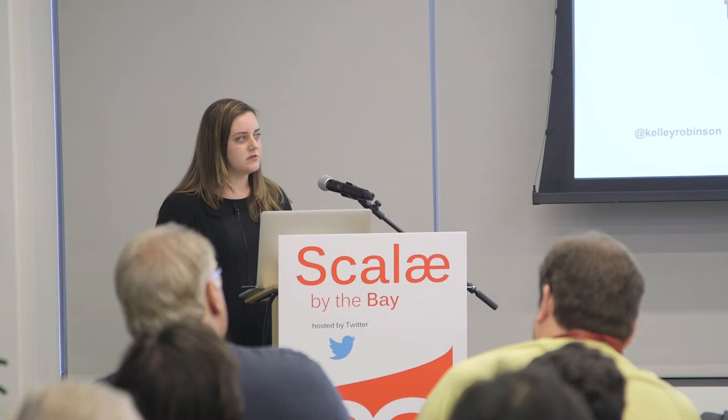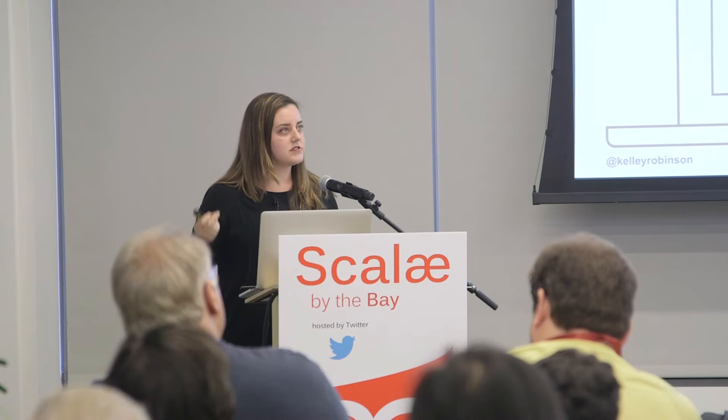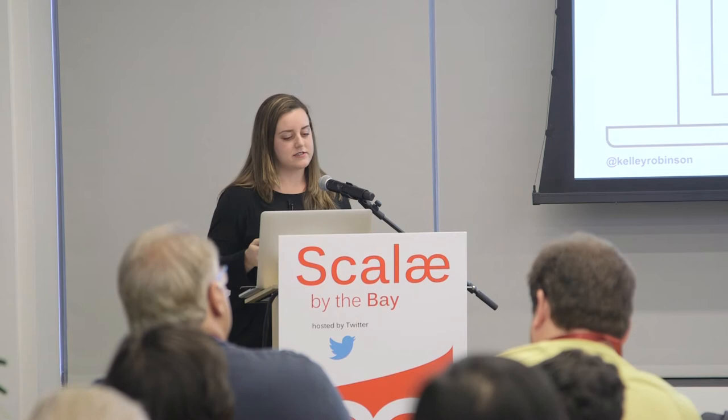So in Scala, this is kind of what a monad's going to look like. A monad's going to be some collection, some family of types that's going to have a couple of methods defined on it. It's going to have a pure method, and that's going to lift the value into the container, into that context, creating the monad, and then it's also going to have the flatMap method. And this is going to apply a function to every value inside of the container and then flatten the context.